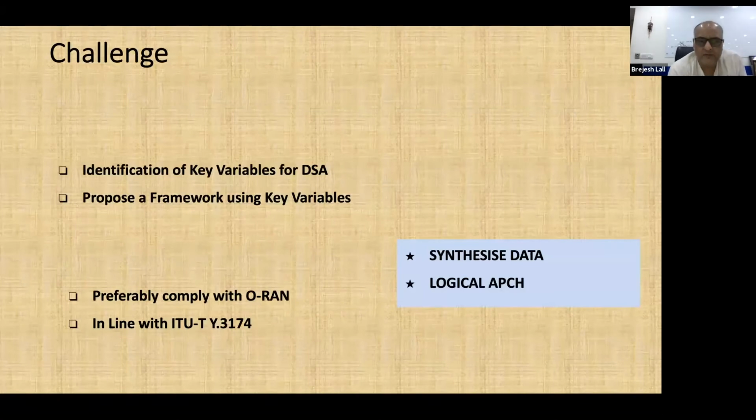And if we were to state the challenge, it is identifying the key variables for dynamic spectrum allocation. So what are the key variables that people look at today? Can we add to those key variables, and then using those key variables, propose a framework for spectrum allocation based on them? And it will be useful if it is compliant with O-RAN and in line with the specifications of the standardization, so that it can easily be integrated with the solutions that are being engineered.